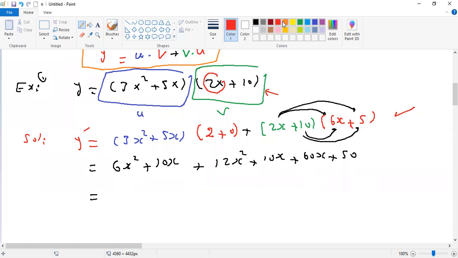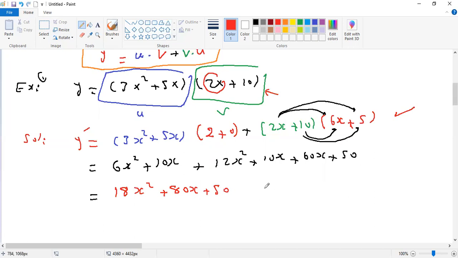We have here 6x squared, and I have here 12x squared. So the sum will be 18x squared. And for x, I have 10x plus 10x, and also here I have 10x, so it'll be 20x. And this one is 60x, so it'll be 80x. And the constant, I have only 50 plus 50.